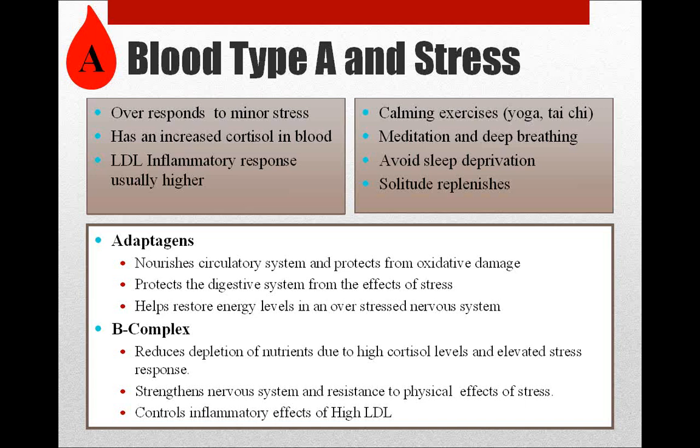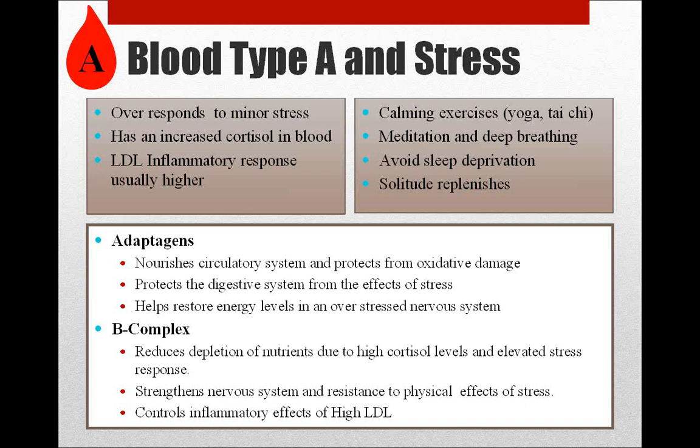Also, they do need more sleep, because sleep deprivation is going to allow the cortisol to be high. And A's just have to get off by themselves sometimes. Even if it's just 10 minutes, they need that replenishing from solitude. So some things that help support those systems when they're weakened are adaptogens. Those nourish circulatory and help with oxidative damage. They protect the digestive system from the effects of stress and also help restore energy levels in an overstressed nervous system. So it supports the adrenal, and the adrenal is also responsible for moving protein through the liver. That is why the A's have to focus on that.